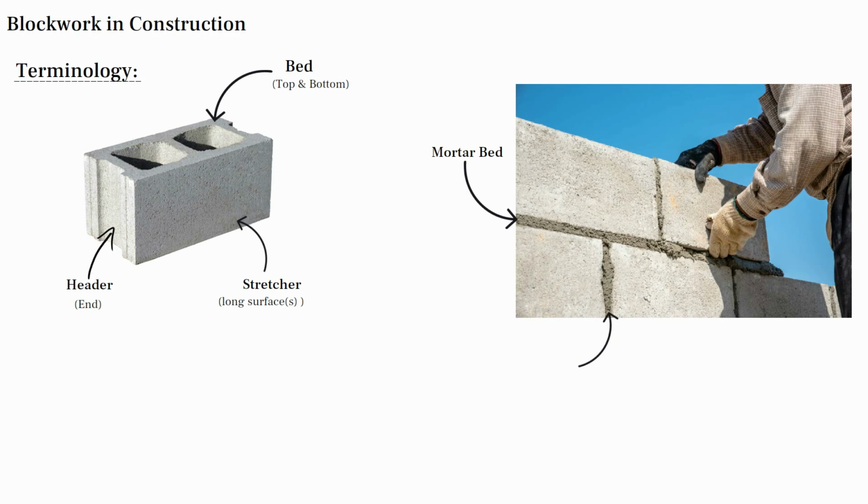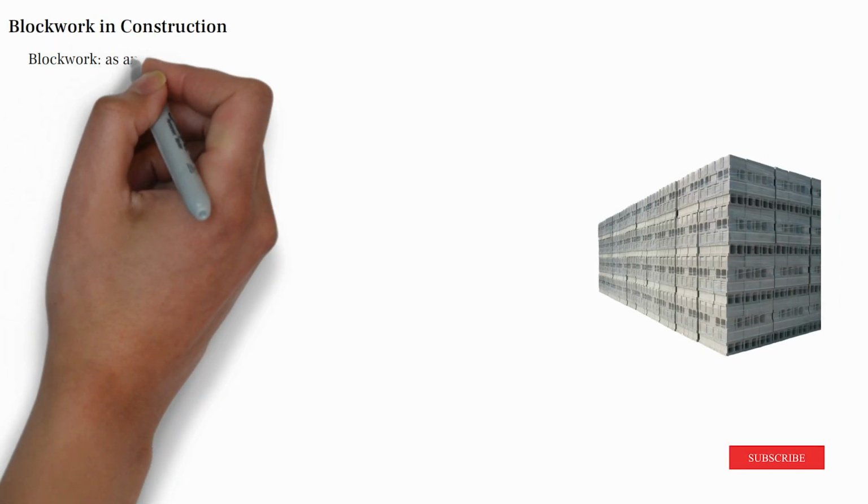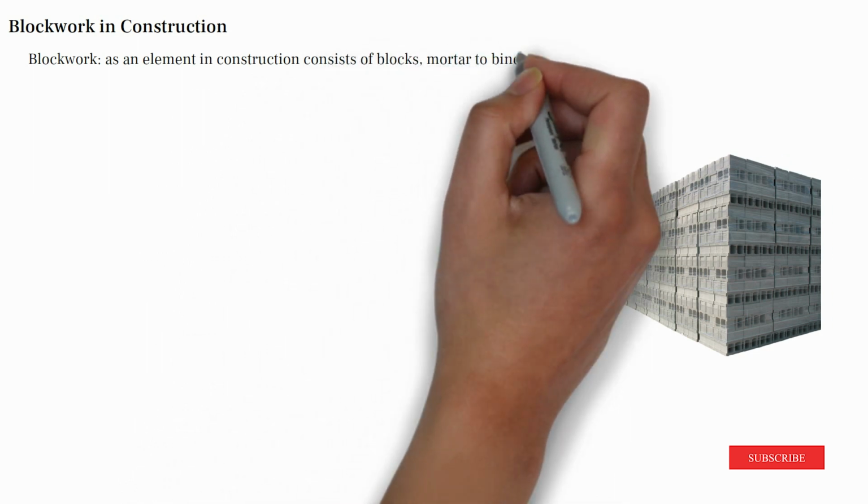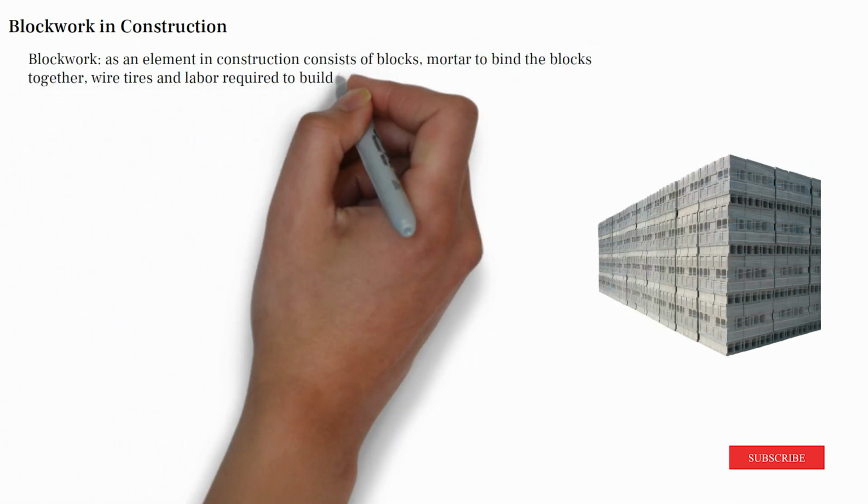Terminology in block work: the top and bottom of a block is called the bed. The long surface or surfaces is called the stretcher, while the end side is called the header. Mortar placed between the top and bottom, or horizontally, is called the mortar bed, while mortar placed with the block vertically is called the perpend or head joint. Block work as an element in construction consists of blocks, mortar to bind the blocks together, wire ties, and labor required to build the wall.